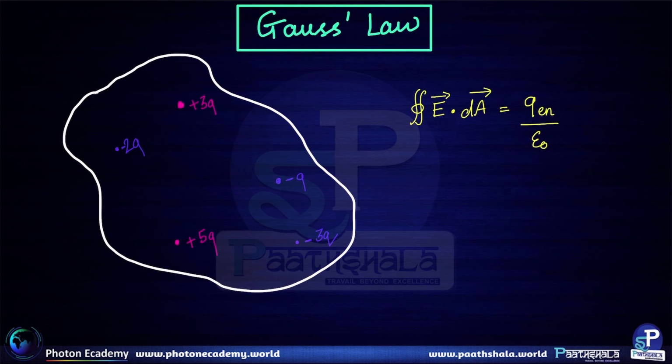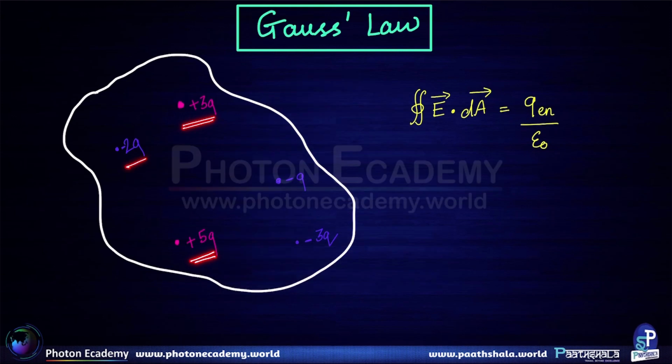Let us look at the diagram shown over here. Let's try to calculate the net charge enclosed by the surface. It is plus 3q plus 5q, that gives us plus 8q, minus 2q minus q, that gives us plus 5q, and then minus 3q. So the total charge enclosed is 2q. The algebraic addition of the total charge enclosed happens to be 2q.